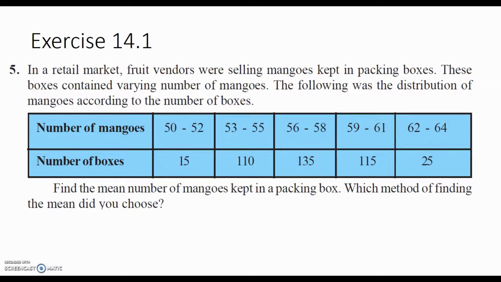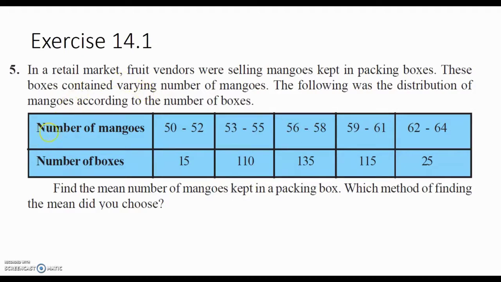Exercise 14.1, statistics chapter. Let us read out this question quickly. In a retail market, fruit vendors were selling mangoes kept in packing boxes. These boxes contain a varying number of mangoes. The following was the distribution of mangoes according to the number of boxes.